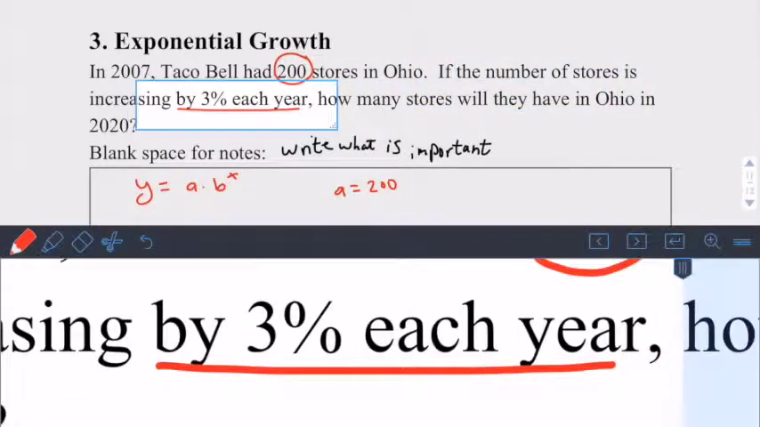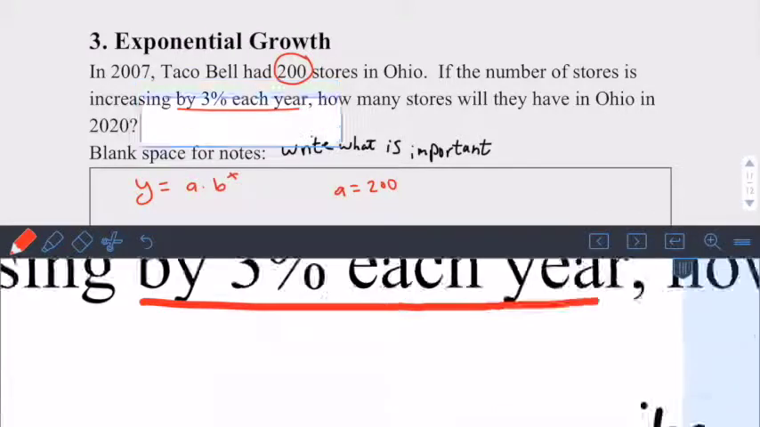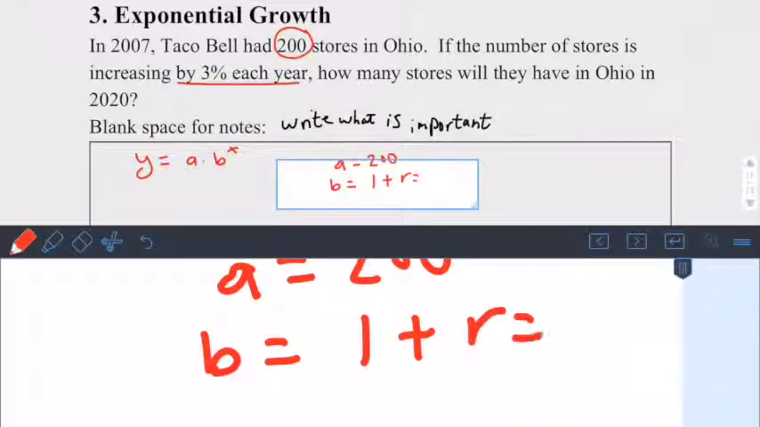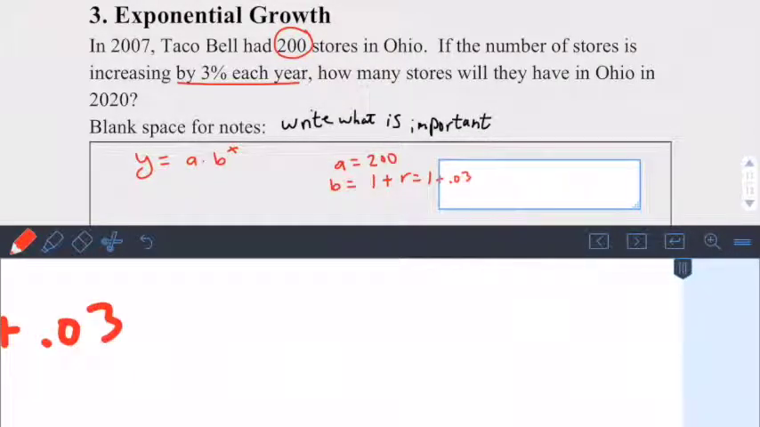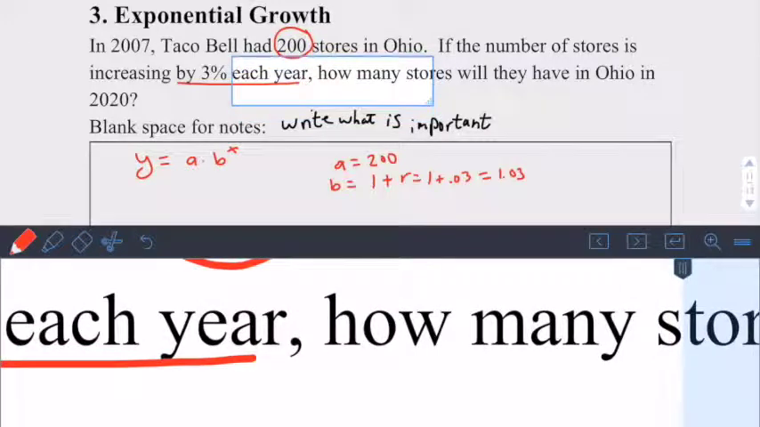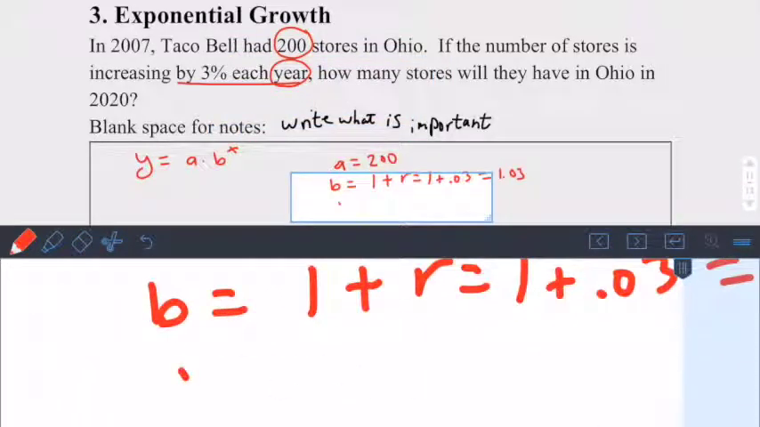The number of stores is increasing by 3% each year. Then remember we had our growth rate, b, was 1 plus the rate, which was 1 plus 0.03, which is 1.03. And it happens each year, so we don't have to worry about anything else. So we could say x is years.